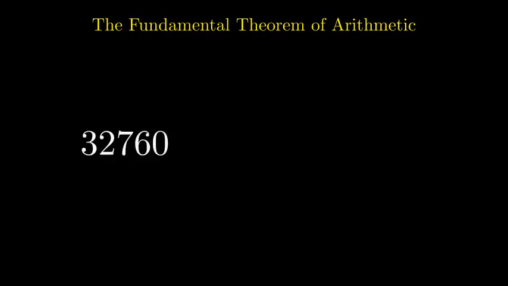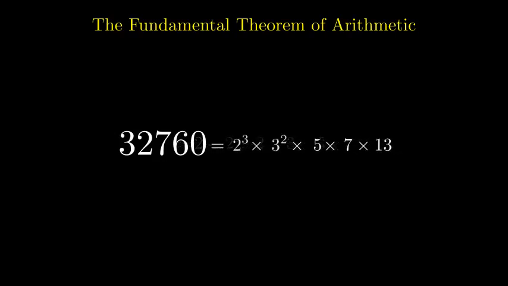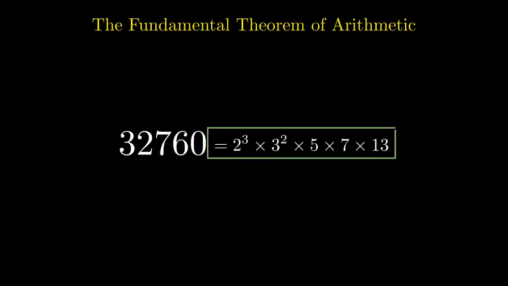Consider the number 32,760. We can express it as 2 multiplied by 2 multiplied by 2, multiplied by 3 multiplied by 3, multiplied by 5, multiplied by 7, and 13. Writing this using powers, 2 cubed, times 3 squared, times 5, times 7, times 13.